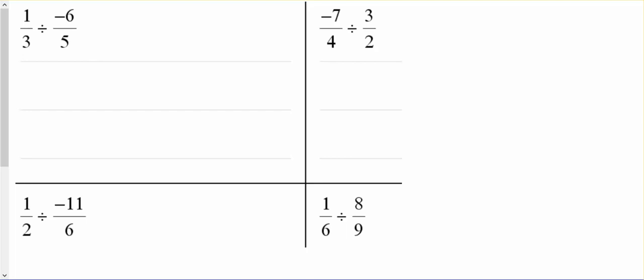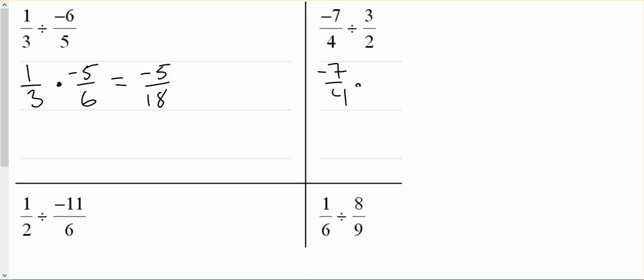So what are we doing when we're dividing? Division is the same as multiplying by the inverse, or by the reciprocal. So the reciprocal of -6/5 is -5/6. We try to simplify first. If we can't simplify, then we just multiply straight across. So we've got -5 over 18. Let's try our next one.